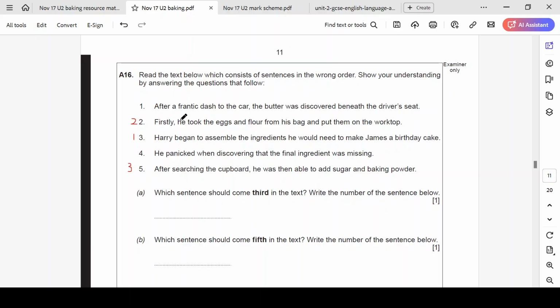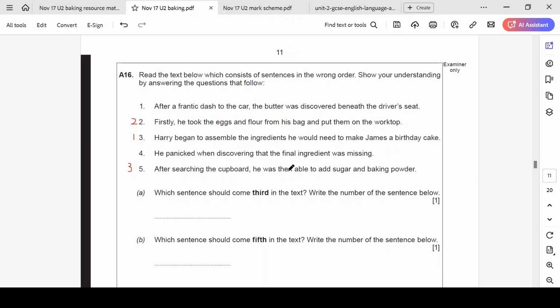Harry began to assemble. First he took the eggs. After searching the cupboard, he was able to add the sugar. He panicked when discovering that the final ingredient was missing. So that feels like that's going to come next. Could it be this one? After a frantic dash to the car, the butter was discovered. It can't be that one, can it? Because we don't know what he's looking for. So this one feels like it's next.